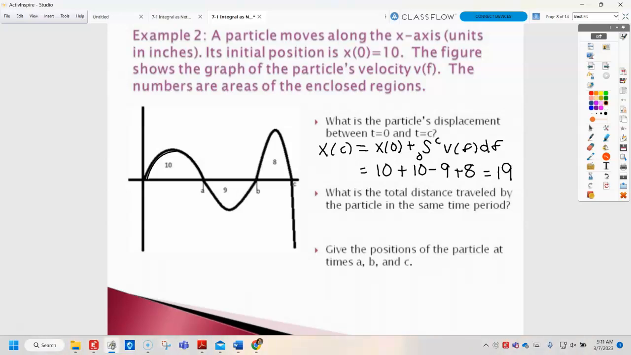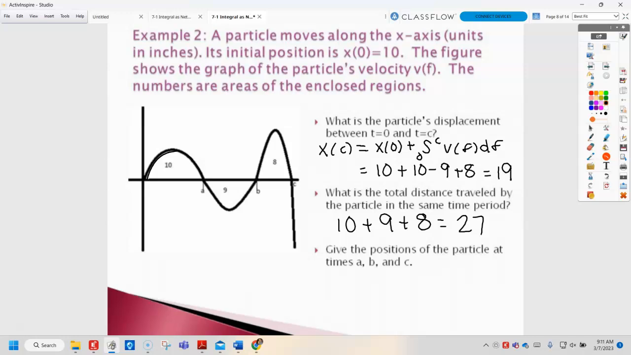What is the total distance traveled by the particle in the same period? So now its distance is all of those sums positive. So it's 10 forward, 9 backwards, but that's really like 9 steps, 8 forward. So the particle moved 27 units.